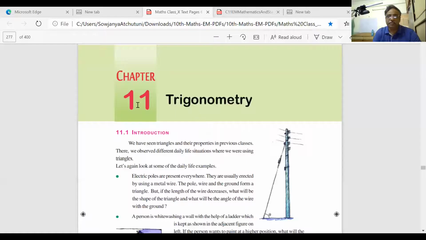So let us understand the basics. This is the first time this topic is being covered for us students. So let us understand the basic concepts and we will go further. Okay. This is class 10th, chapter 11, trigonometry.